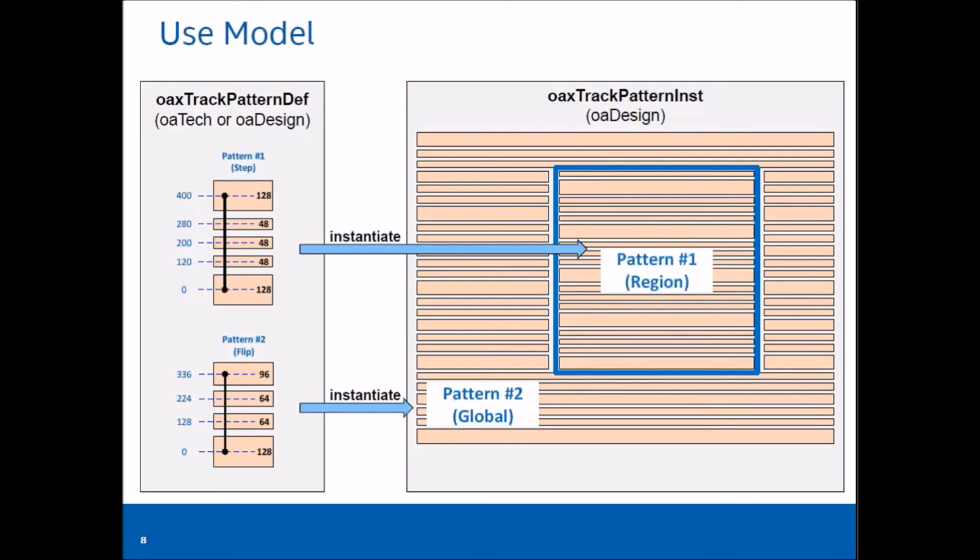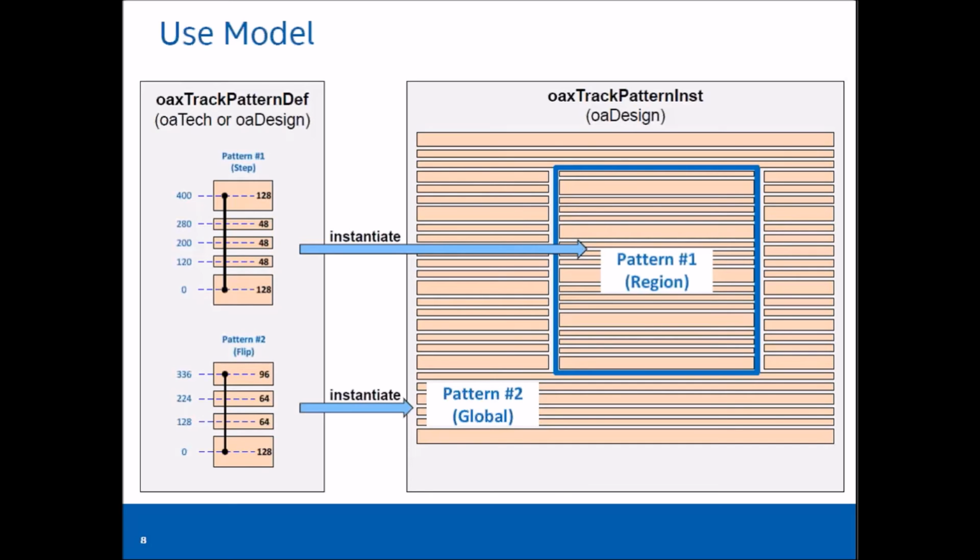So this is a use model. It's a little bit of an eye chart here, but in essence, what you see here is on the left, we have two patterns defined centrally. So again, that could be in the OA Tech library or in the design. And those patterns are referred to as a track pattern def. Of course, this is an OpenAccess extension, as I mentioned, so it has that prefix OAX. And those patterns are shown on the right to be instantiated in a design, and there's two different modes that can be followed.